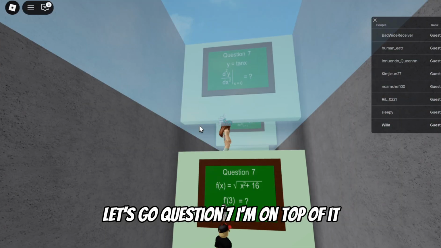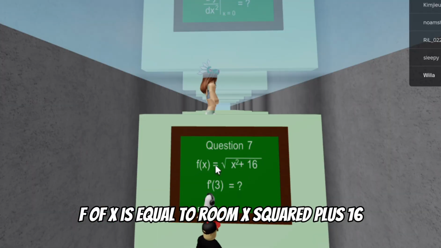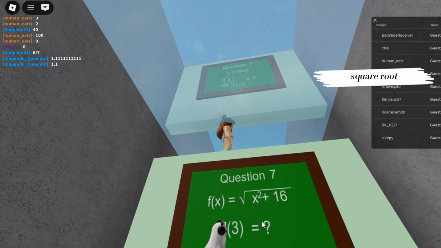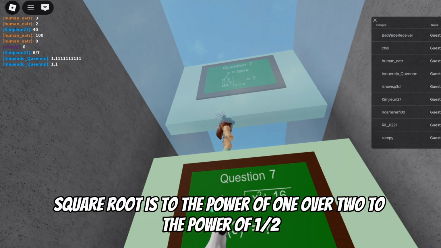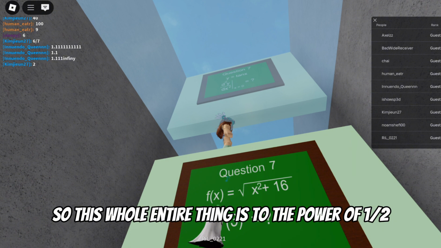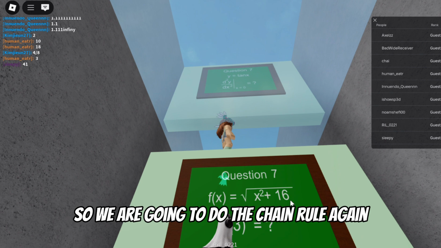Okay, question 7. I'm on top of it. f of x is equal to the square root of x squared plus 16. Notice we have the square root. Anything under a square root is to the power of 1/2. So this whole entire thing is to the power of 1/2, which means we have a function within a function. So we are going to do the chain rule again.